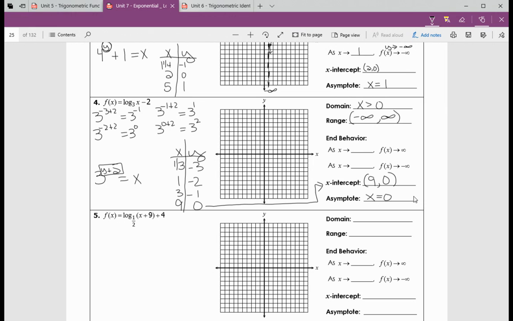Let me know when you're caught up because I'm going to enlarge that graph again so it's a little bit easier to see.